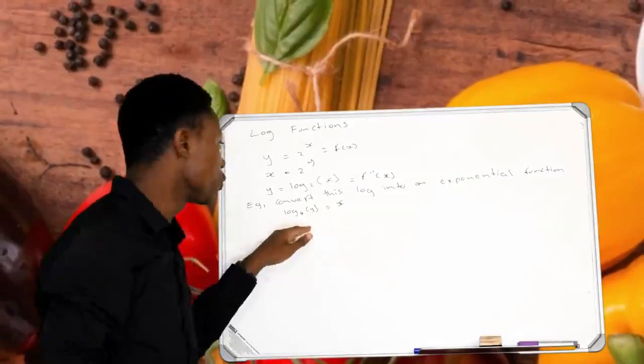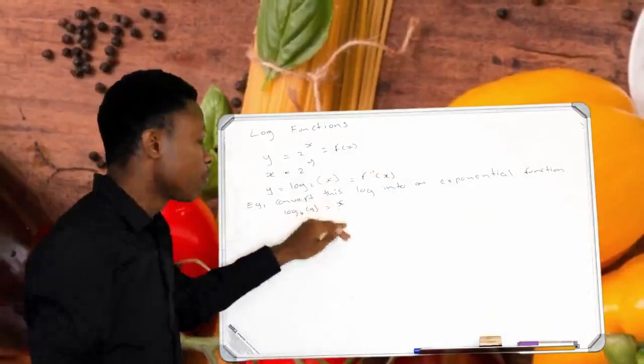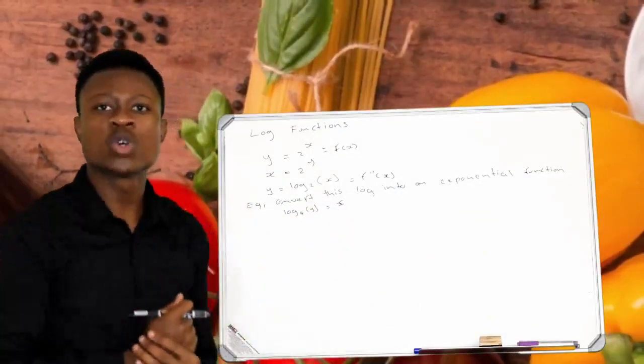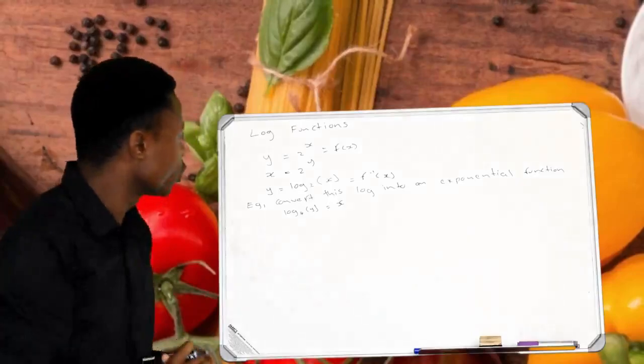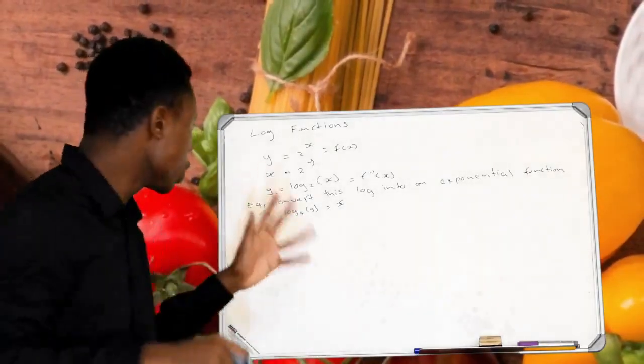Log base 4 of y is equal to x. How do I do that? How do I convert from log backwards now to an exponential function? What I have to do is use the same rules but apply them backwards.